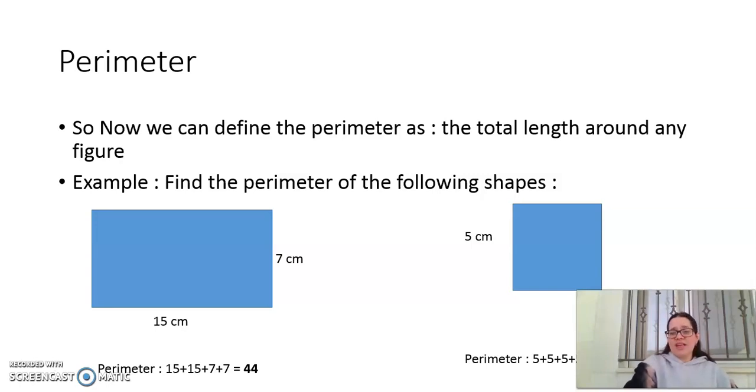So it's very easy for you now to find the perimeter of any shape by simply adding the length of the sides of this shape.